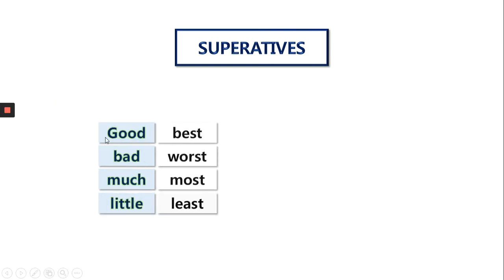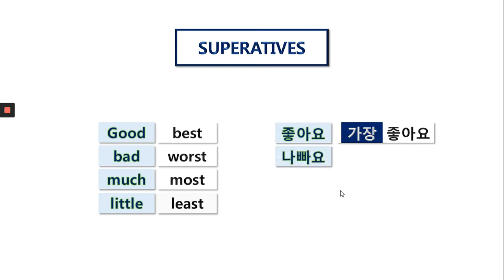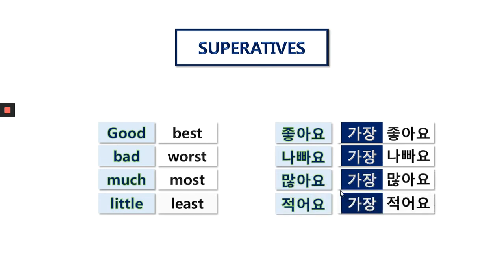How about superlatives? Good, best, bad, worst, much, most, little, least. In Korean it's like every word is "most good," "most bad," "most much," "most little." Most in Korean is 가장. 좋아요, 가장 좋아요. 나빠요, 가장 나빠요. 많아요, 가장 많아요. 적어요, 가장 적어요. And 가장 also has a synonym, 제일. So 제일 좋아요, 제일 나빠요, 제일 많아요, 제일 적어요.